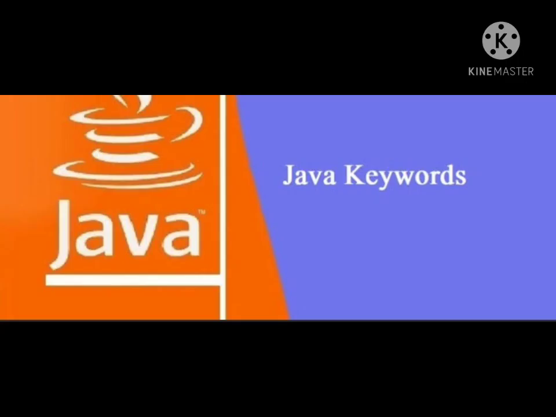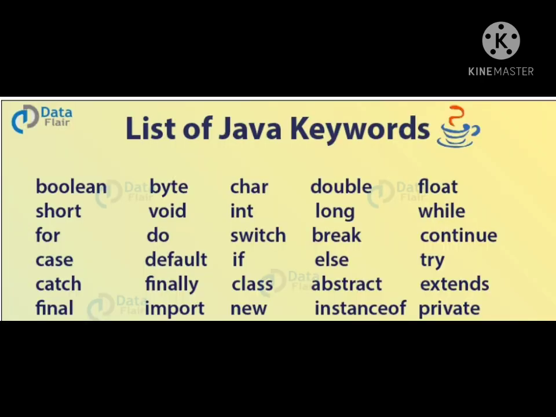Last token is Java keywords. Keywords are reserved words that have a specific meaning in Java. We cannot change the meaning of the keywords. Some examples are short, for, case. All the keywords must be written in lowercase letters.